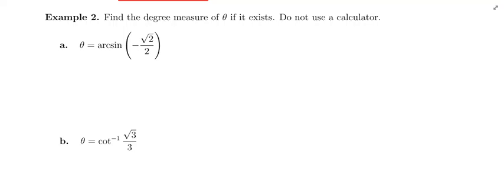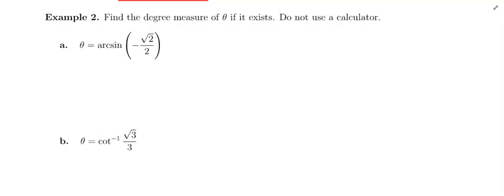Example 2. Find the degree measure of theta if it exists. Do not use a calculator. All right, well, if you look at part A, we are trying to compute theta equals the arc sine of the negative square root of 2 over 2. So this type of problem looks very similar to what we did in example 1, and it is.